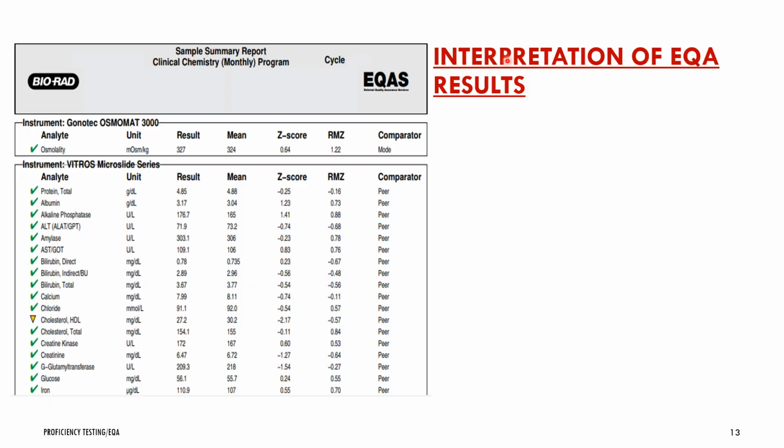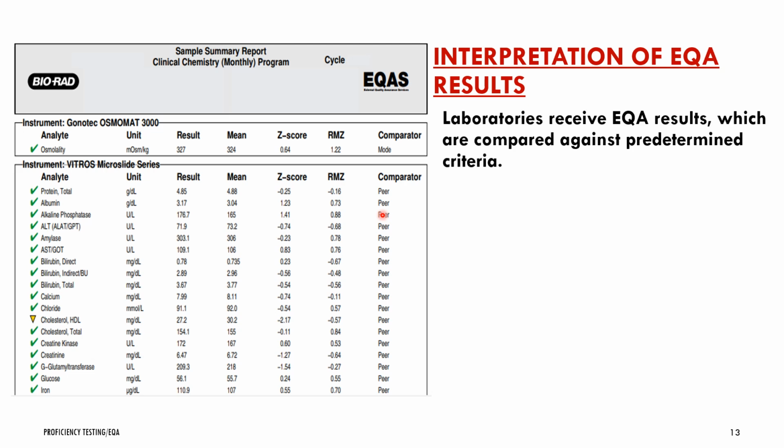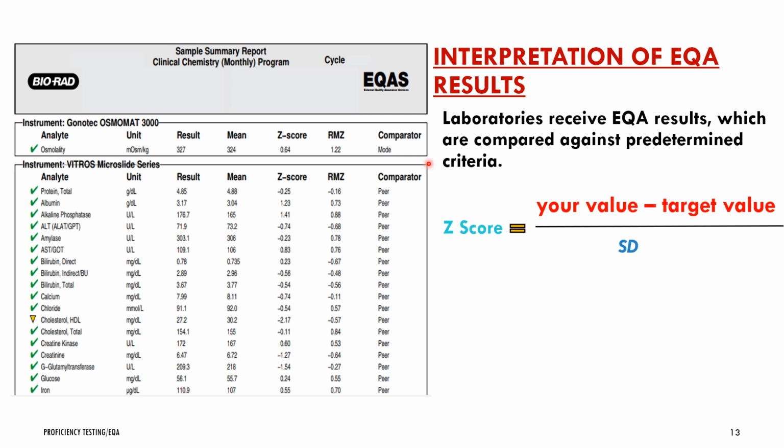Continuing the interpretation of the results further, this is the sample summary report in which we can see that analytes are seen on the left hand side. This result is the result submitted by the lab, and the mean value is considered as the target value, and Z score is the score on which we can assess whether our analyte is in the acceptable category or it is in the warning category or it is in the unacceptable category. So how is this Z score calculated? It is nothing but result, that is our value, minus target value, that is mean, upon standard deviation.